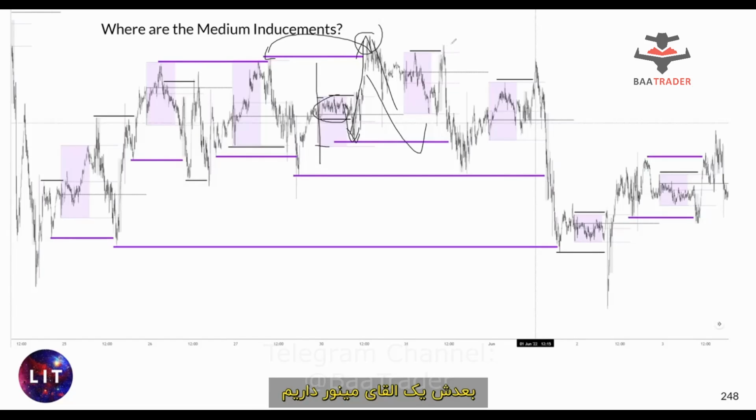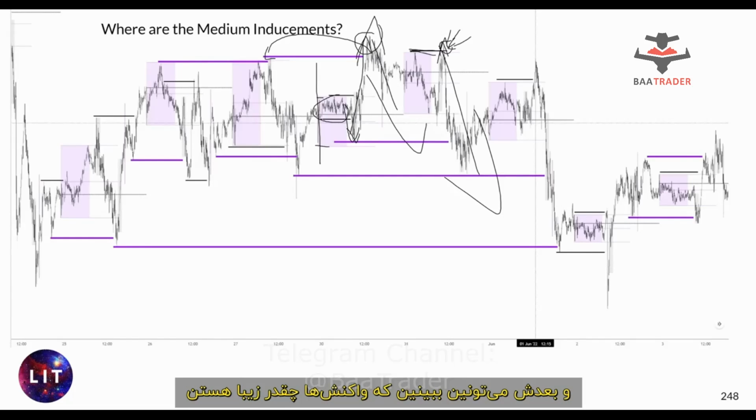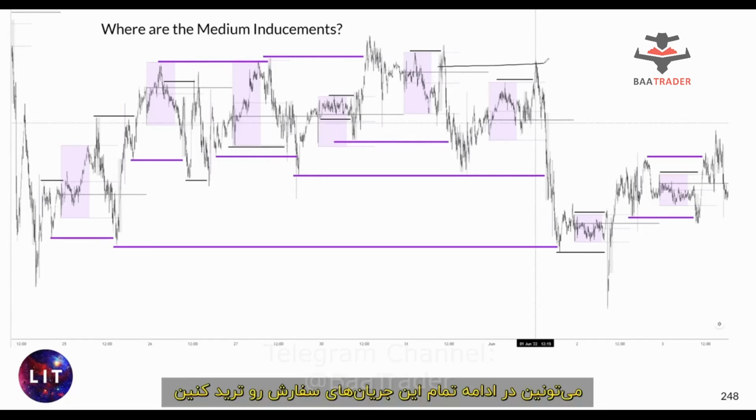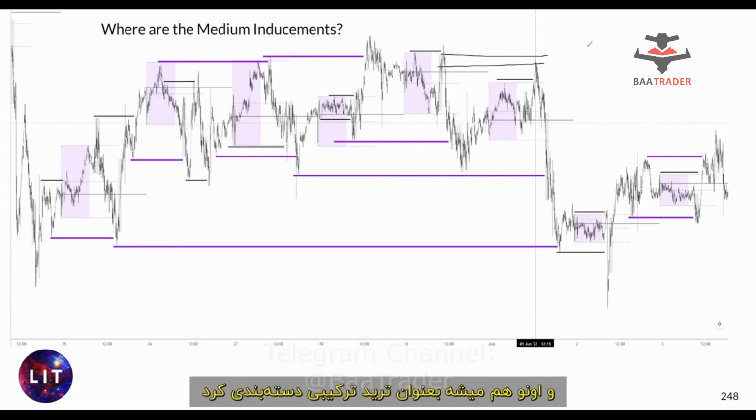Then we have a minor inducement after that. So that's obviously our Mona Lisa scenario, where we have a medium inducement and then internally minor inducements. And then of course you can see how beautiful these reactions are, and then you can trade these order flows later. And that's classified as a Mona Lisa trade also.